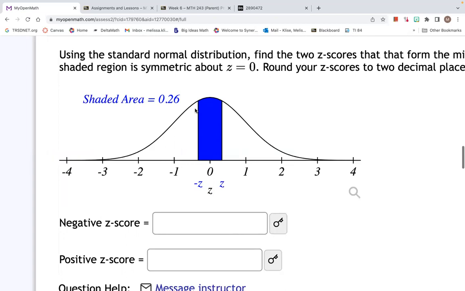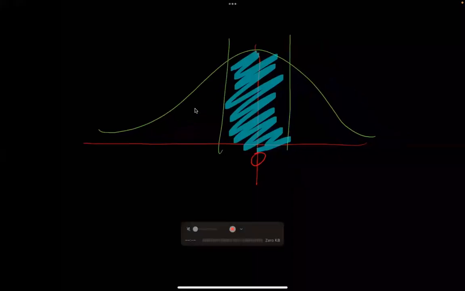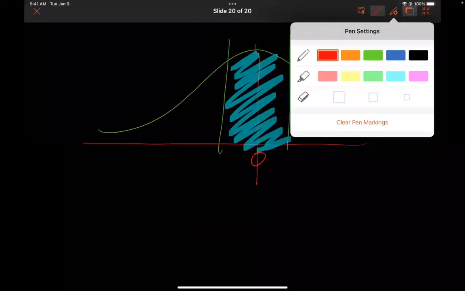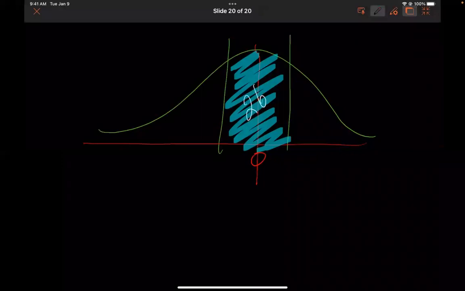I'm going to draw this and go back to my screen real quick. My drawings are better anyway. So here, I'm going to draw it and then we'll come back. Okay. All right, so here's my drawing. See, isn't that so much better? And this middle right here is 26%. So if that's 26%, then this right here is 13%, and this right here is 13%.